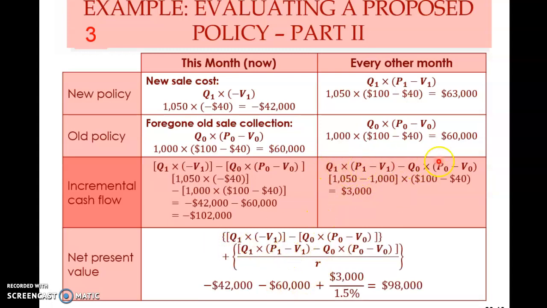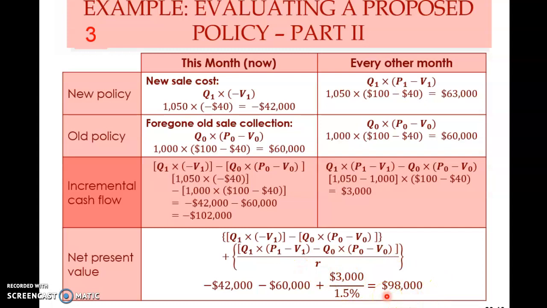Note this. This is the formula for the incremental cash flow every month. Okay, this divided by R. R is the discount rate. Now it was given as 1.5%. So 3,000 divided by 1.5%, that is 0.015. Therefore this, even though it is negative 102,000 here, but this is higher than that. So this is 200,000. So you get net cash flow or net present value now is 98,000.